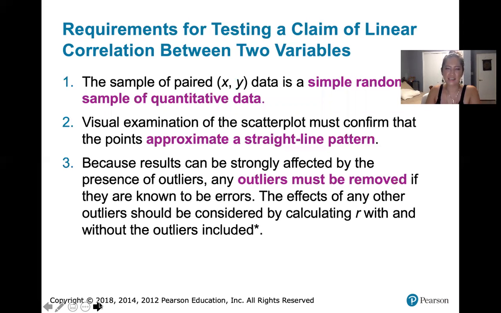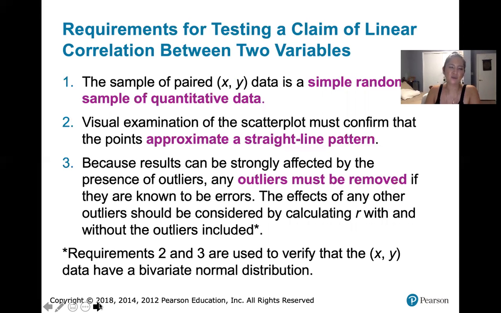And lastly, we need to look at that scatter plot and see if there are any outliers. If there are outliers that are known to be errors, we should remove those. And if there are outliers that may not be errors, we should compute r with and without the outliers and consider those two values of r when we're doing our analysis.